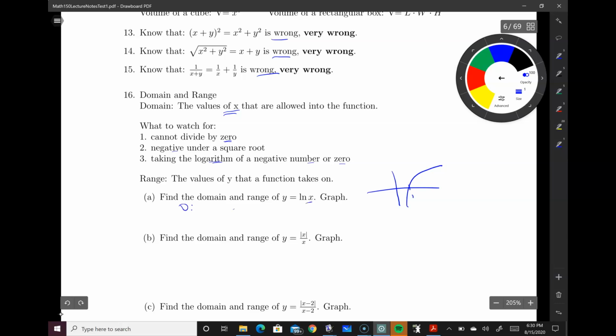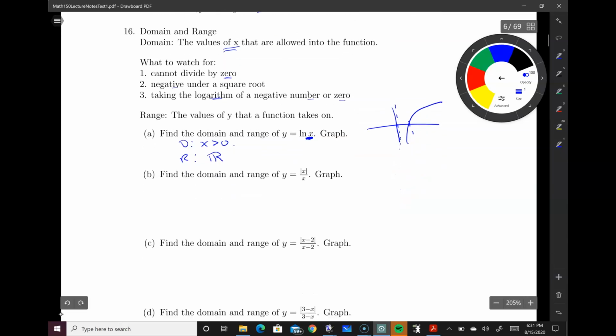So the domain of this: inside the argument of the ln has to be bigger than 0. So there is a vertical asymptote. The range are the y values, and that's all real. So a double bar on the R means all real values. So it goes up and down everywhere. This is that graph. So I want you to get comfortable with it. It's going to keep coming up.